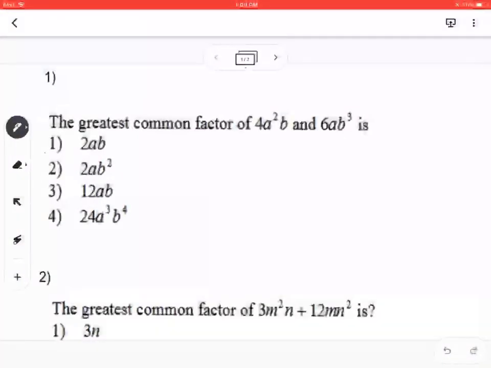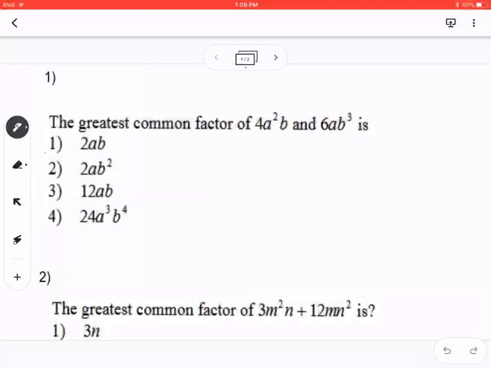In today's classwork, March 20th, you're asked to factor using the greatest common factor, the GCF. I'm going to model these first two questions for you so that you can get a better understanding of how to do the rest of the assignment. We need to find the GCF, or the greatest common factor, of 4a squared b and 6ab cubed.